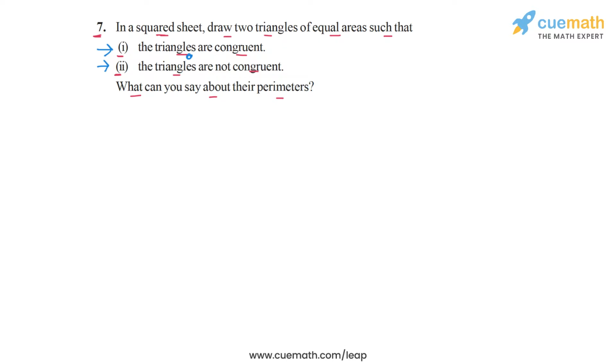In part 2 we have to draw two triangles of equal areas such that the two triangles are not congruent. Now we know that the formula for the area of a triangle is half into base into height. So what we can do is draw two triangles with the same base length and the same height but different shape, so that the two triangles have equal areas but they're not congruent. So let me show you how we can do this.